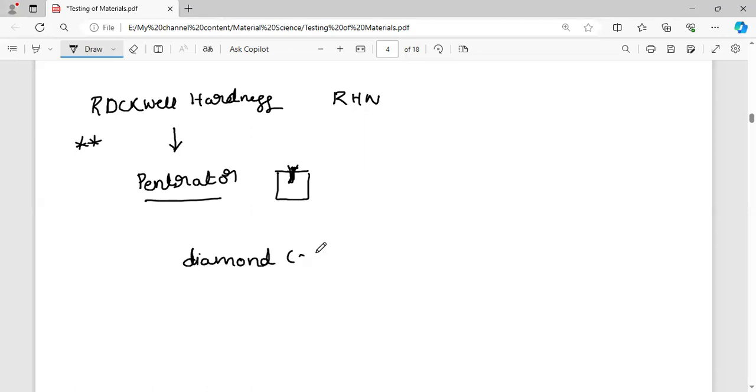Diamond cone can act as the indenter, and here its apex angle is important. The apex angle of the indenter used in the Rockwell hardness testing machine is 120 degrees. A diamond cone is used as the indenter, and its apex angle is 120 degrees. It is very clear.